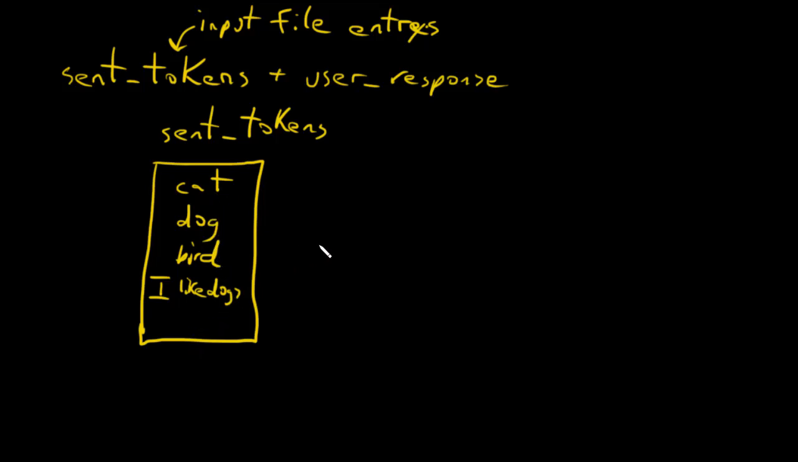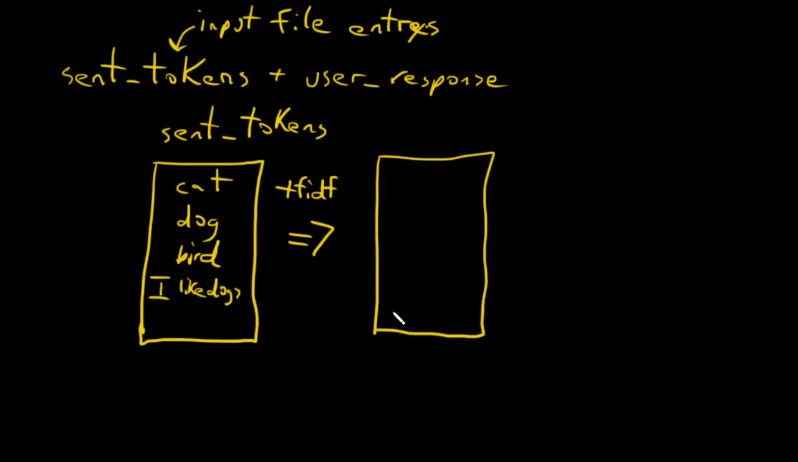Okay? The sent tokens list is going to be going through TF-IDF vectorization, and so it is going to contain vectors. Okay, so we'll call this vector A, B, C, and D. Okay, notice the user input is also listed inside this list of vectors. Okay, it's the fourth one in this case.